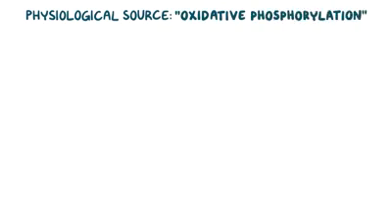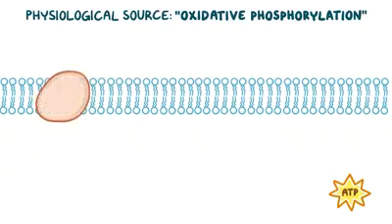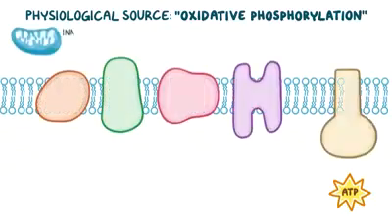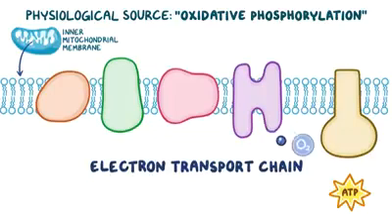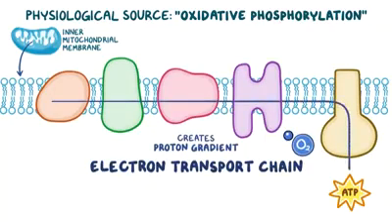A major physiological source of free radicals is cellular respiration, which is also called oxidative phosphorylation. Oxidative phosphorylation is the process of making ATP by donating electrons to complexes embedded within the inner mitochondrial membrane. Together they form the electron transport chain, which passes electrons from complex to complex, and finally to oxygen, creating a proton gradient that will be used to make ATP.